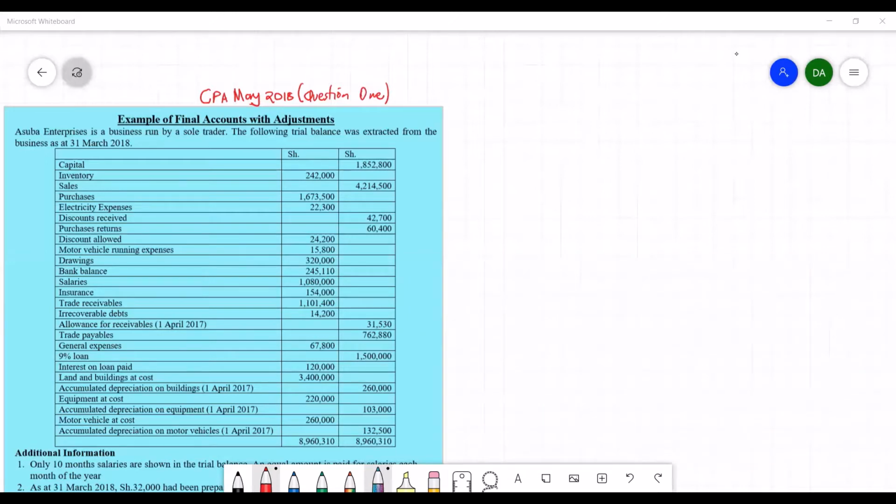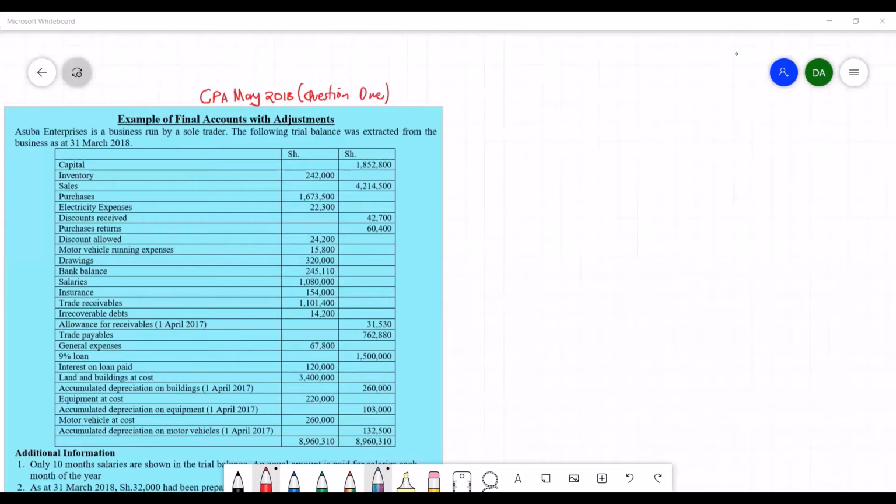It is advisable for you to first look at lesson number 1, which explained in detail the various adjustments to final accounts. Such adjustments, we are going to illustrate them here, but not in detail as we did in lesson number 1, because here we're just using them to answer the question, but we explained each and every adjustment in lesson number 1 of final accounts with adjustments.